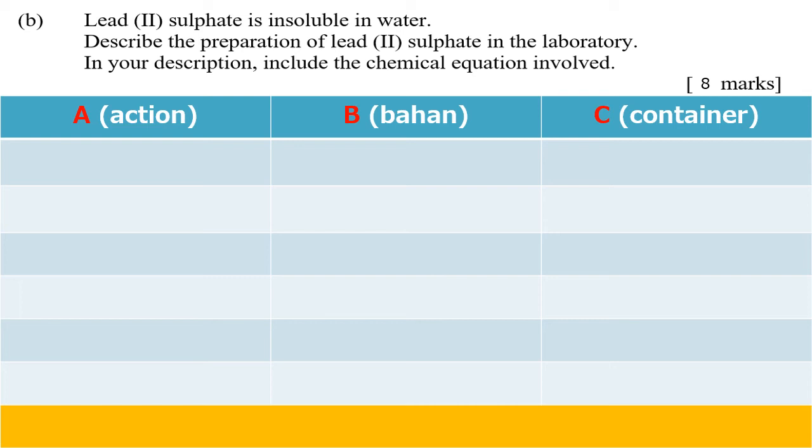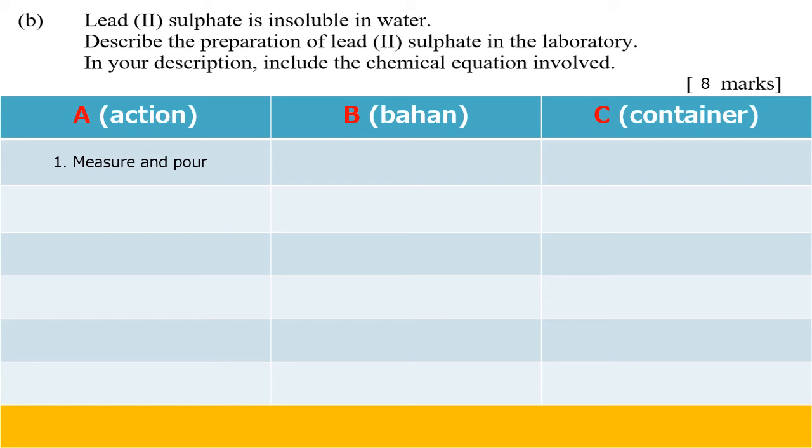Okay, first, kita perlu ada 2 soluble salt, betul tak? So, pilih. Okay, lead sulfate, kita perlu ada, nak prepare lead sulfate is the insoluble salt. So, kita perlu ada 1 soluble salt yang ada lead ion. So, kita kena measure and pour. Bahannya adalah lead nitrate solution.